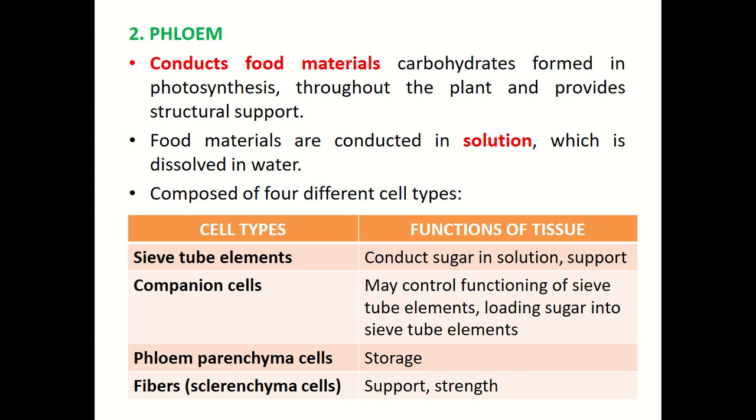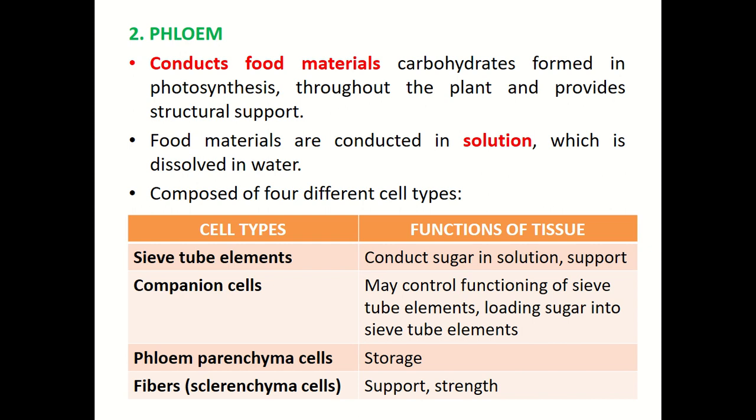Phloem functions to conduct the food material, or the sugar that is produced during photosynthesis. It transports it throughout the plant, and also helps to provide structural support. Food material is conducted in solution, dissolved in water. So phloem is also composed of four different cell types: sieve tube elements, companion cells, phloem parenchyma cells, and fibers, in which the sieve tube elements inside the phloem help to conduct the sugar in solution and also provide support.